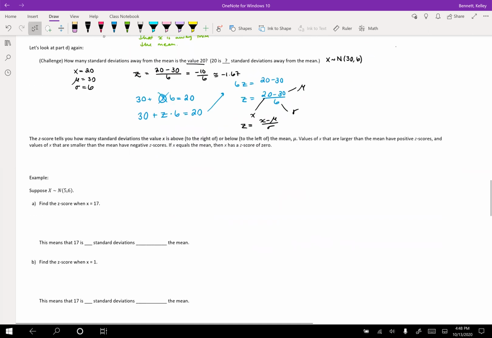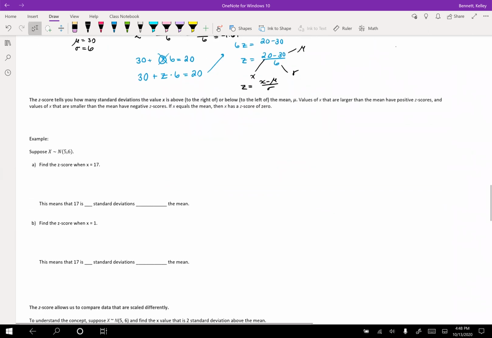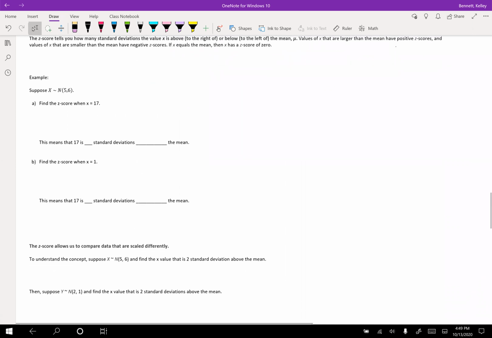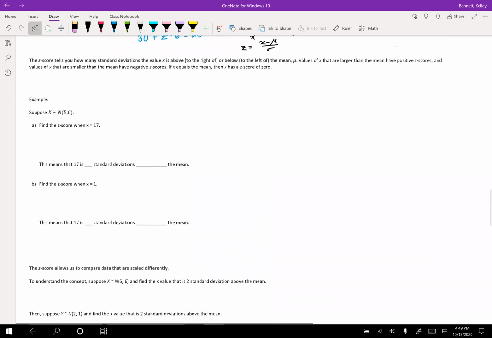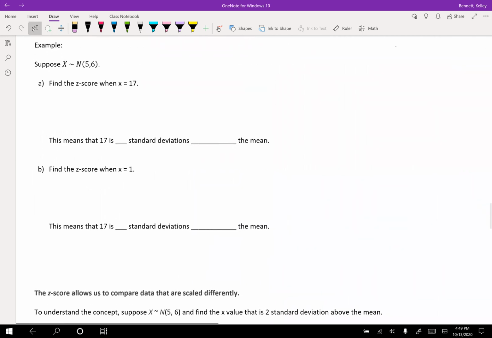So let's go ahead and see if we can use our Z-scores to determine some of these values in the examples. Here we want to find the Z-score when X equals 17. So we always have Z equals X minus mu over sigma. We have that mu equals 5 and sigma equals 6. And they're giving me that X is 17 for this case.